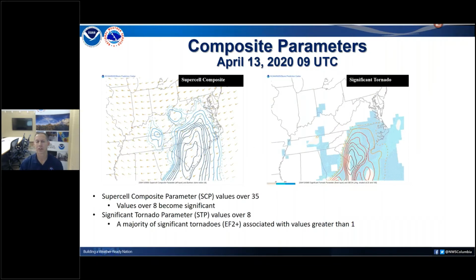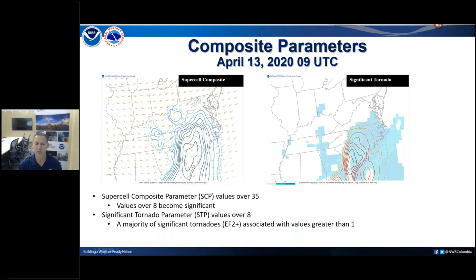And lastly, I want to touch on a couple of these composite parameters that are produced by the Storm Prediction Center. I don't want to get into the details of what these really are, into the weeds there, but the key I want to point out here is those bullseyes that you see pretty much over the eastern Midlands in both of these parameters. Supercell composite parameter values over our area where the tornadoes occurred were over 35, and according to the Storm Prediction Center's research, values over 8 are when you become pretty significant. So you can see we're just completely off the charts with that parameter.